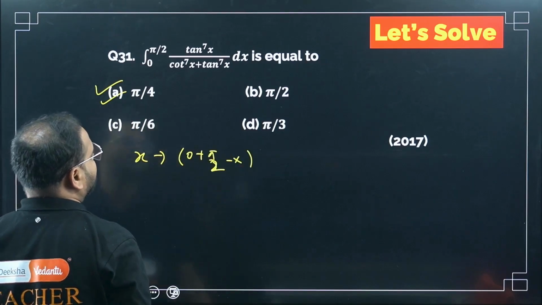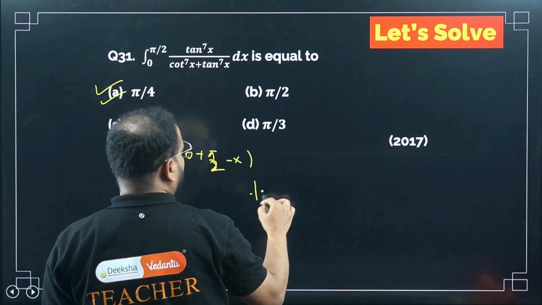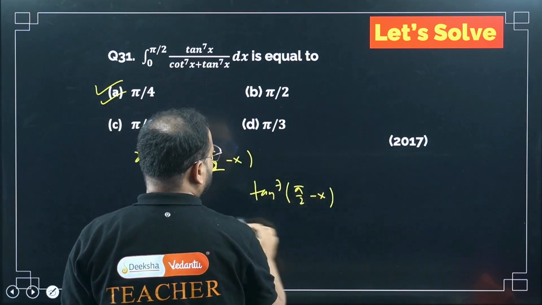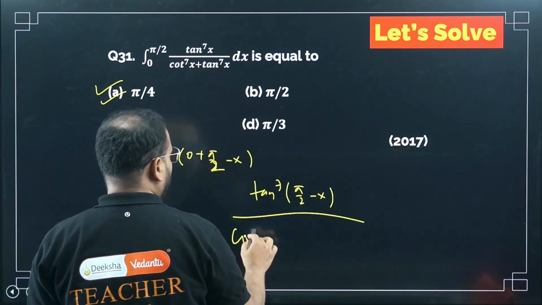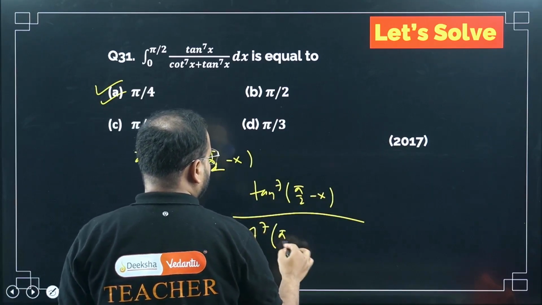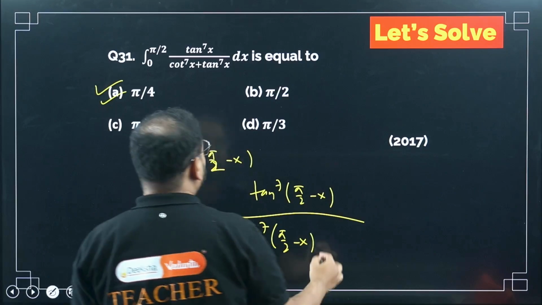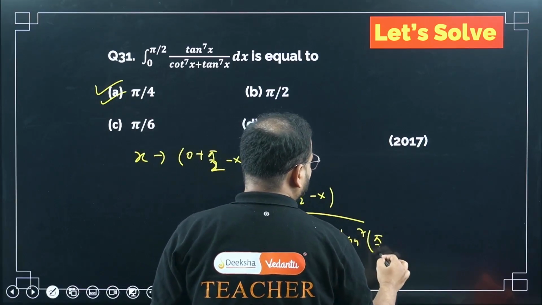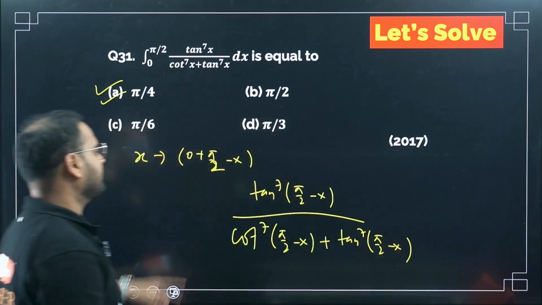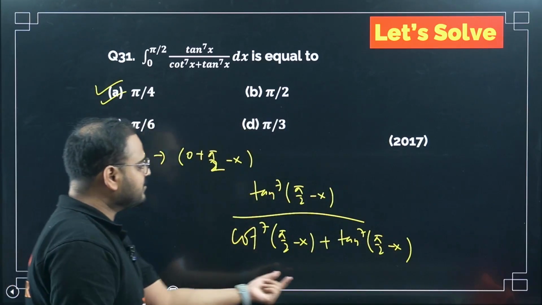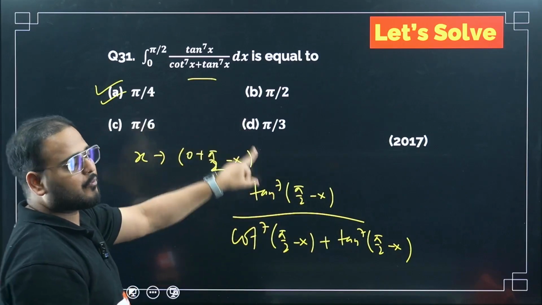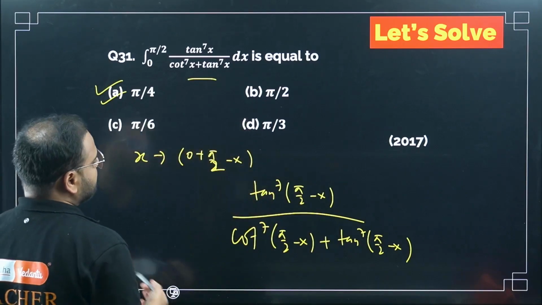When you do that, what are you going to get? You'll write this as tan of power 7 pi by 2 minus x over here. This will become what? Cot of power 7 pi by 2 minus x. This will be what? Plus tan of power 7 pi by 2 minus x. Please have a look. Pi by 2 minus x. This will become tan, this will become cot, remains as it is, this will become cot. Add them, you'll get what? Simply 1 dx. Again, you'll get what? Pi by 2 as the answer.